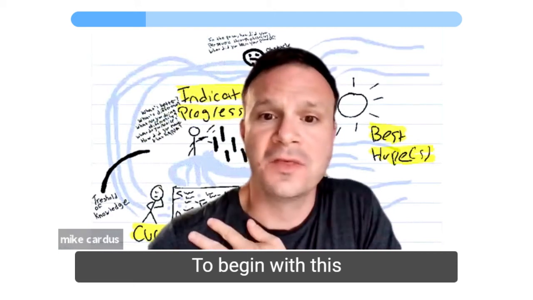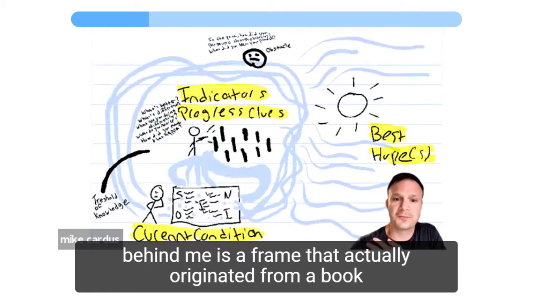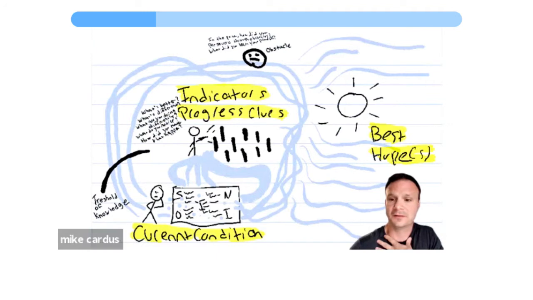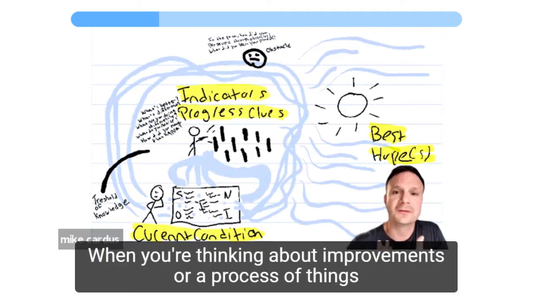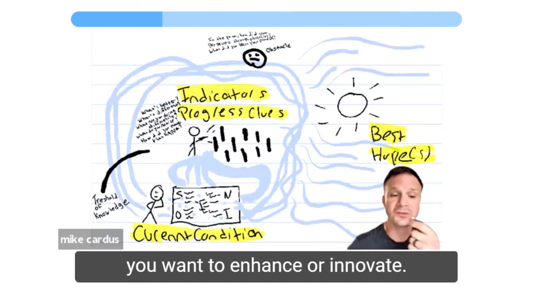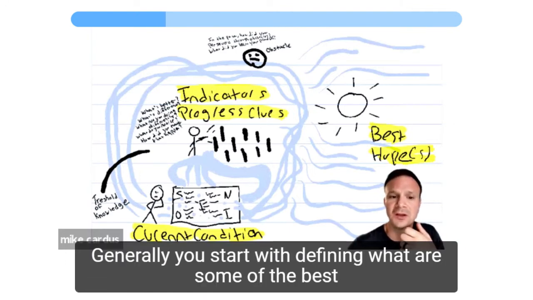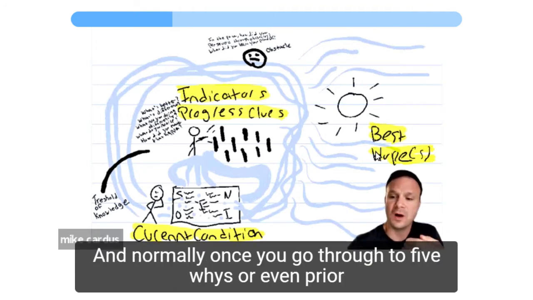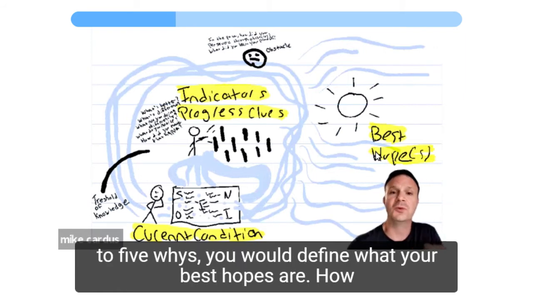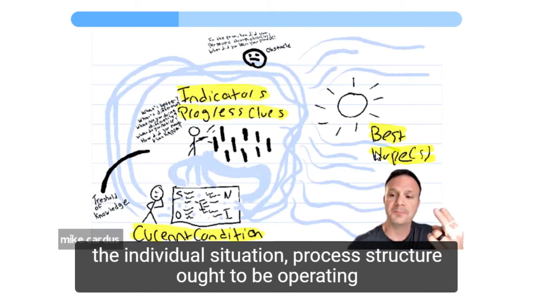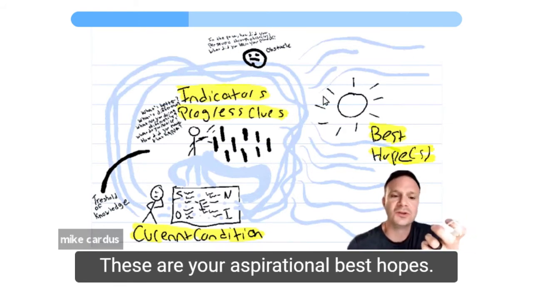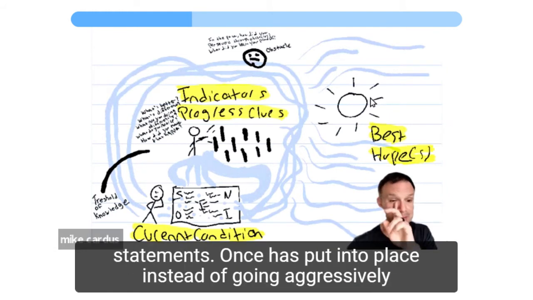To begin with, this here behind me is a frame that actually originated from a book called Kata, and it begins with the following process. When you're thinking about improvements or a process of things you want to enhance or innovate, generally you start with defining what are some of the best hopes you want to achieve. And normally, once you go through the five whys, or even prior to the five whys, you would define what your best hopes are, how the individual situation, process, structure ought to be operating, and what those aspirations look like. These are your aspirational best hopes. What do we want to have happen statements?